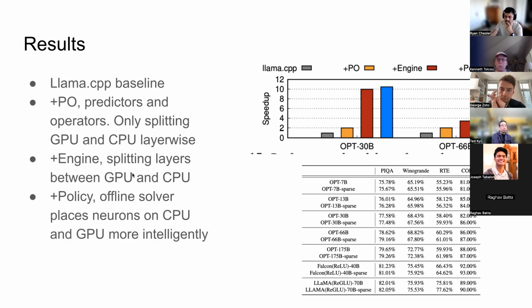And then they also added on the additional layer of the policy, so trying to be even more intelligent with where you put things on the CPU and GPU, in terms of all of the trade-offs. But you can see that this is very marginal in comparison to the gain that you get from the engine. So the real benefit seems to be splitting a single layer between GPU and CPU, and doing that quickly. And so this chart down here is actually showing the performance degradation.